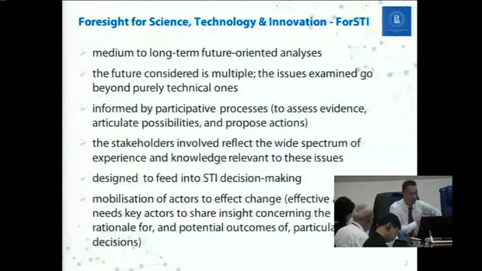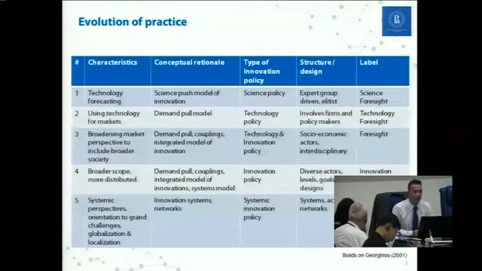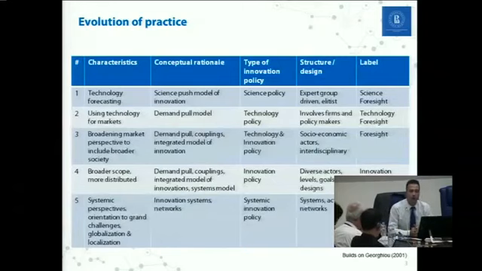So this is a slide which is built on Luke Georghiou's earlier work. It shows how foresight is practiced, from technological forecasting to technology foresight, innovation foresight, and systemic foresight. This is happening for a reason. It is happening in the way that the world is changing. We are facing more complexities, more interactions between different systems, and greater uncertainties. So we would like to address all this with proper solutions to these problems.